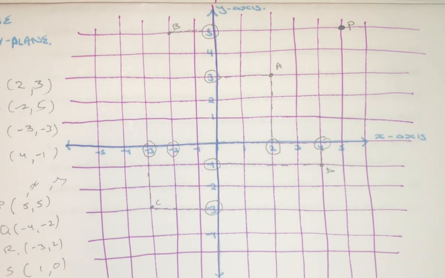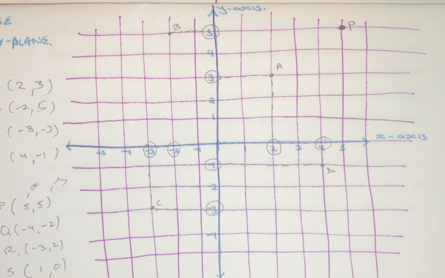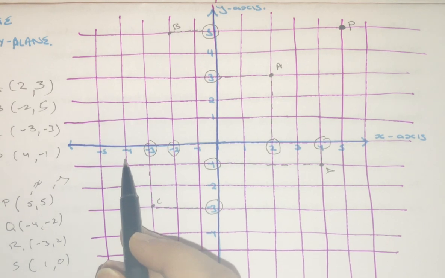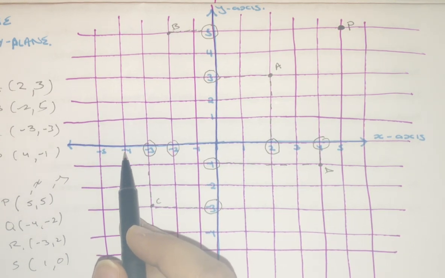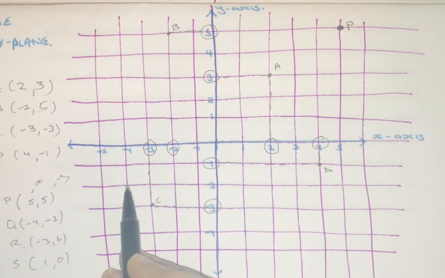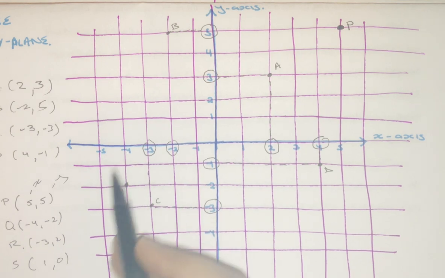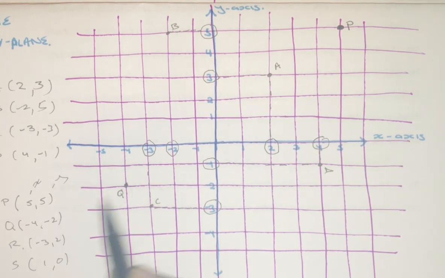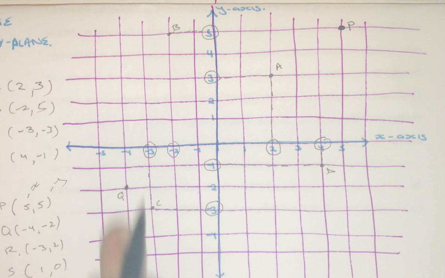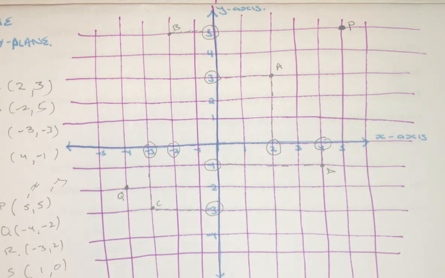Okay, guys, and then we have the point Q, which is negative 4, negative 2. We know that negative 4 is the x value and negative 2 is the y value. So first you go to the x value, that is negative 4, and then you go look for the y value that is negative 2. So negative 2 is here. So we labeled it as Q. So what did we look at? First we looked at the x value, negative 4, and then the y value, negative 2. Okay, so you move in the same line to look for the y value.